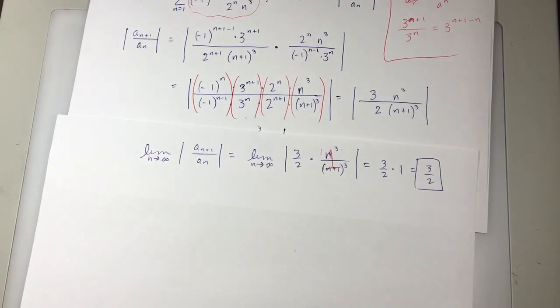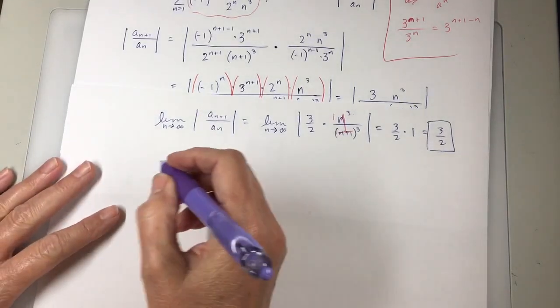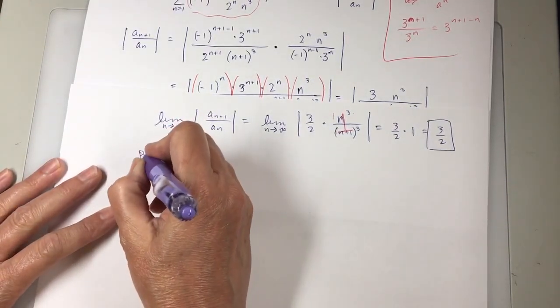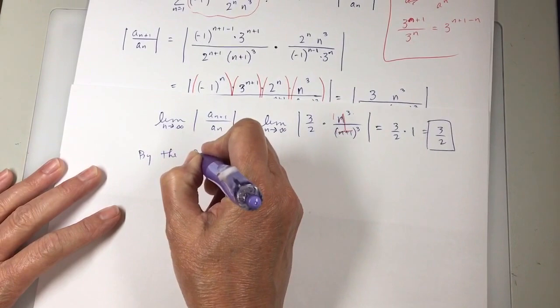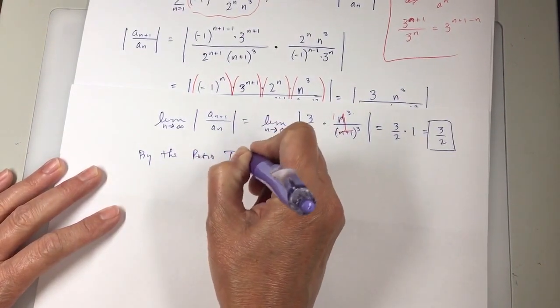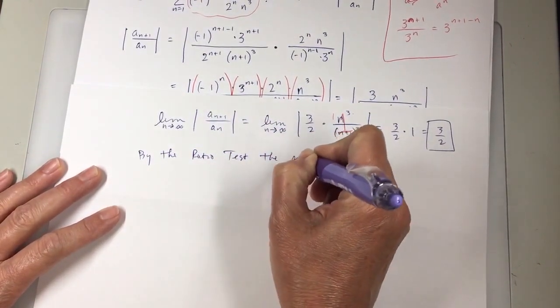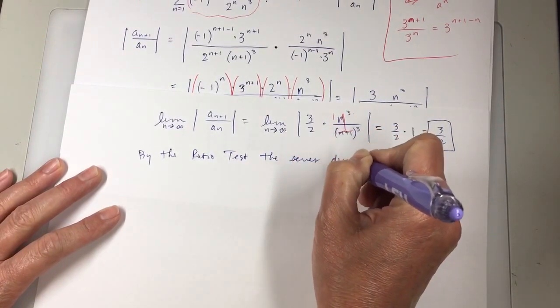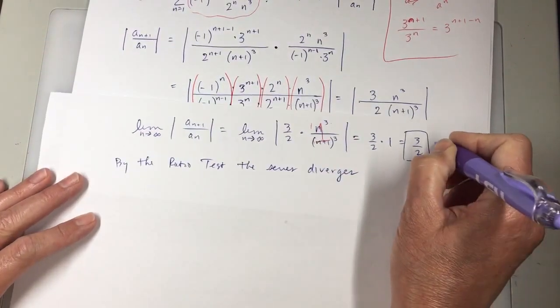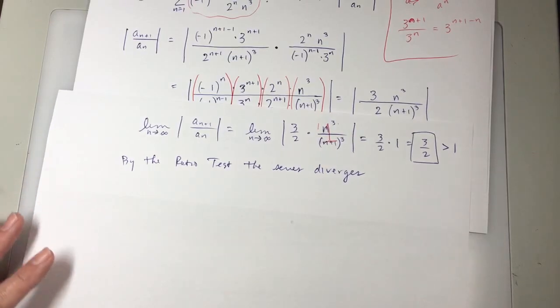So there's my ratio, and according to the ratio test, if that limit equals a number and it's greater than 1, or if it equals infinity, then what do we know about the series? Diverges. So by the ratio test, the series diverges because this is greater than 1.